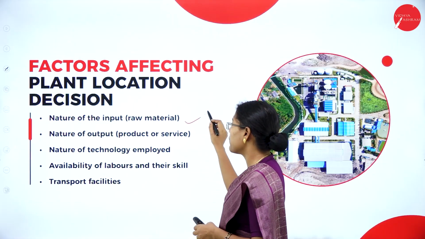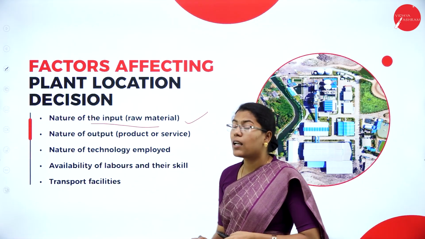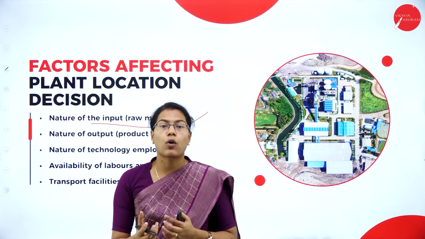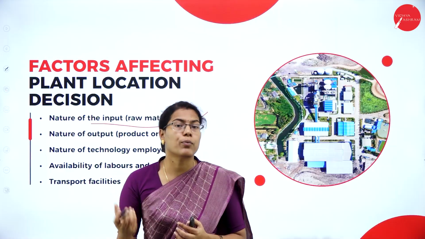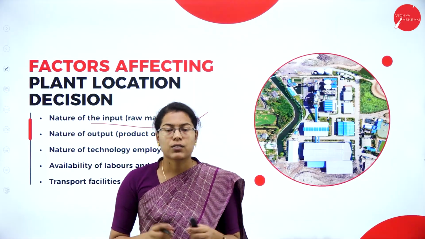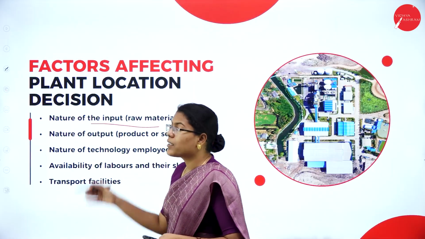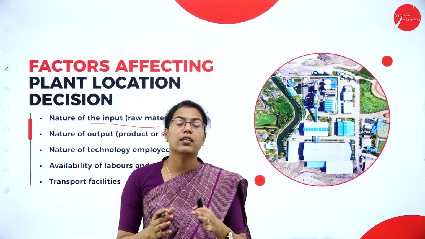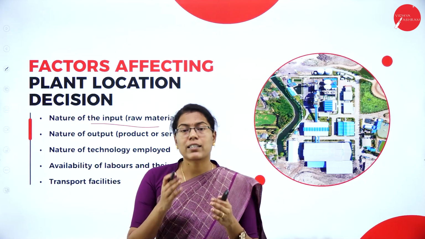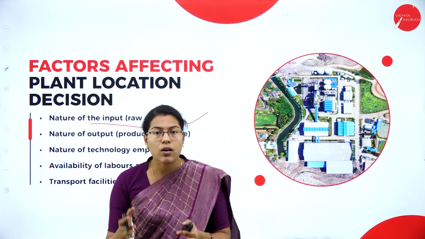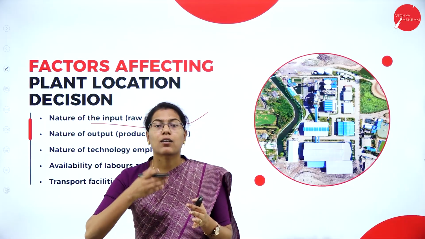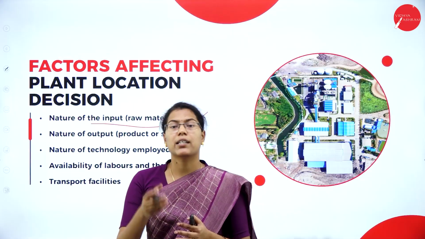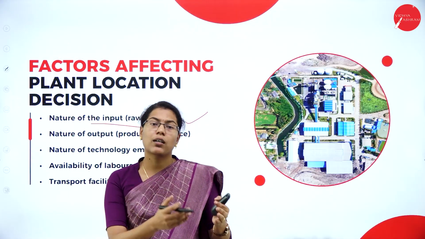Nature of input, that means the kinds of raw materials that are needed for the production. So again it depends on the type of products that the company wishes to produce, whether it is a product or a service. So here the nature of input includes the raw materials. It is beneficial for the company to set up its factory near to the raw materials. If the cost of transporting raw materials is higher than the cost of transporting finished goods, then it is beneficial if the company sets up its factory near to the raw materials.